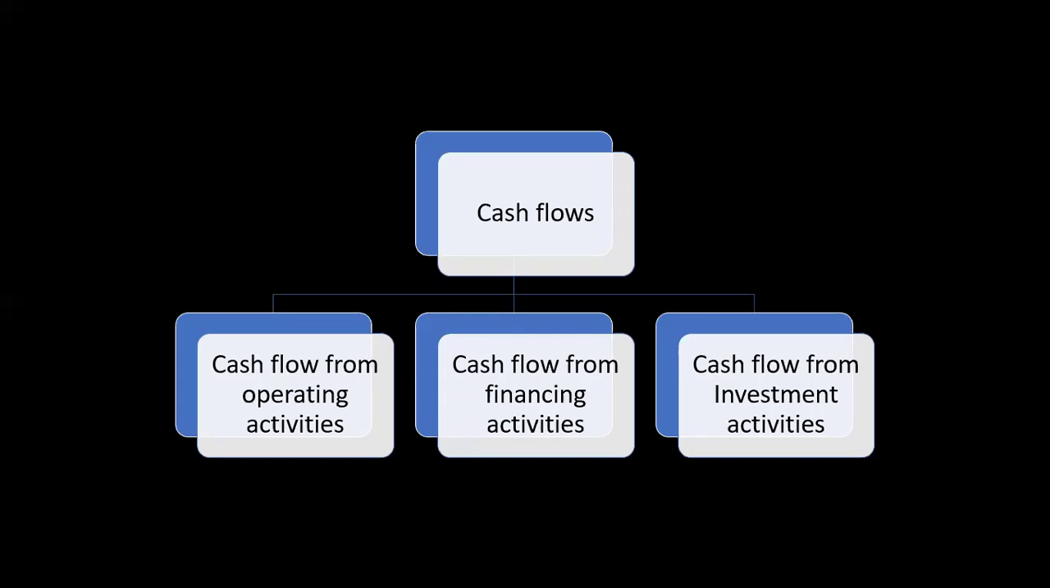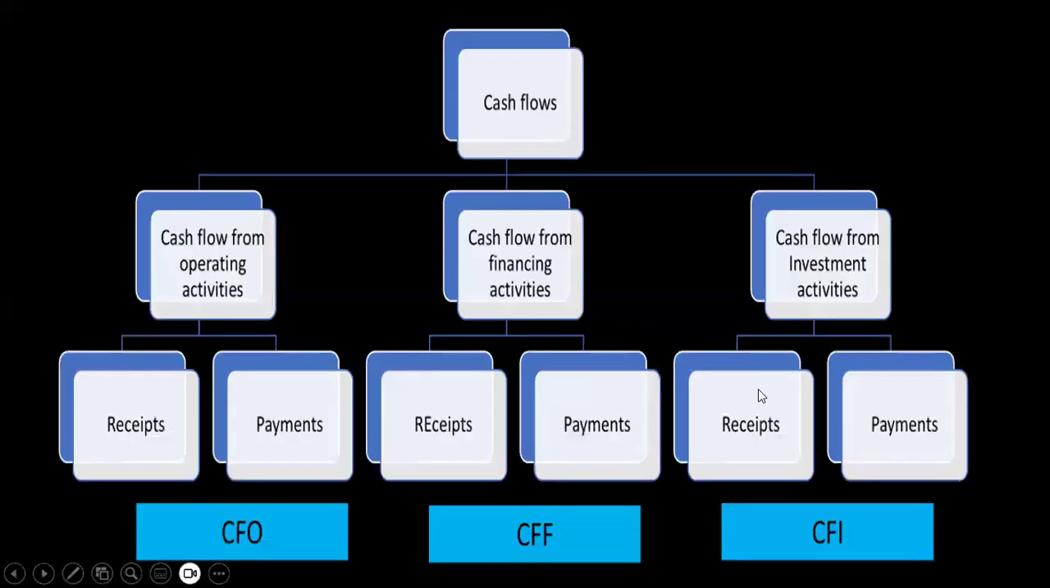It is not enough to know that cash has gone up or cash has gone down. But why did the cash go up? Why did the cash go down is important to understand. Therefore, according to Ind AS 7, every company is bound to show the cash flows reflecting cash from operating activities, cash from financing activities, and cash from investment activities.